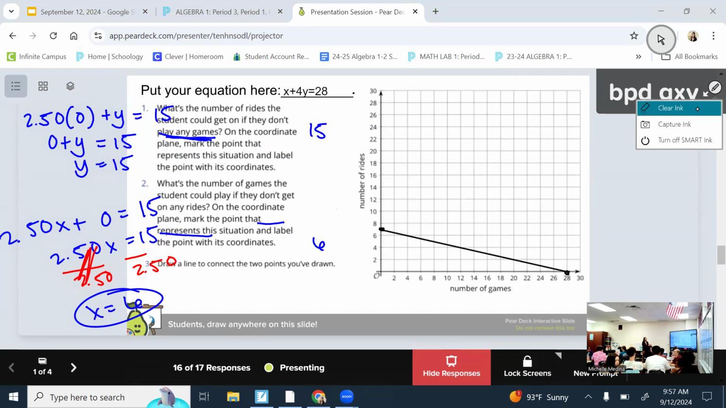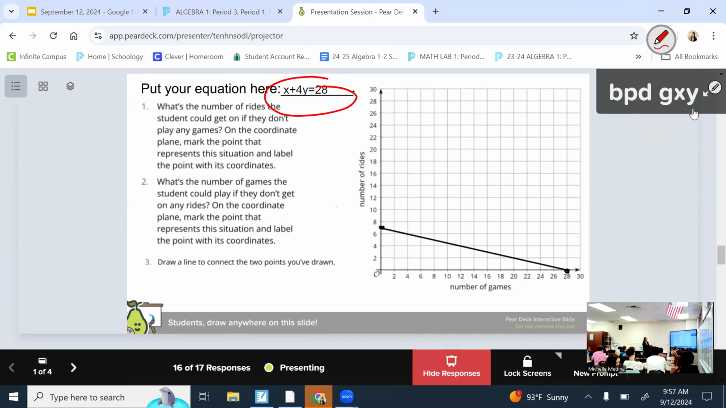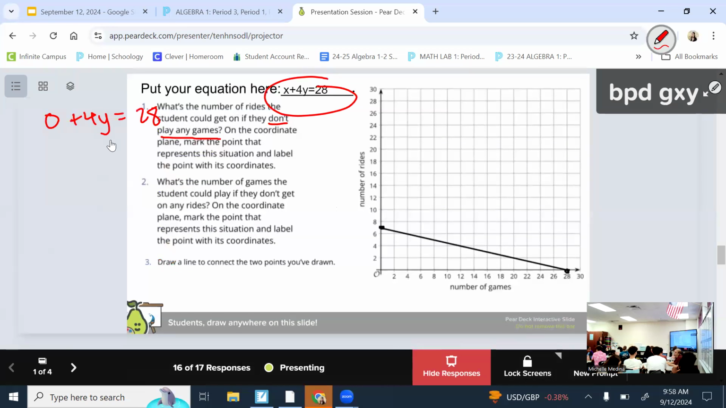So this is the last equation you could have had. And if they don't play any games, what needs to be 0? The x. Since we know that they're not playing any games, I'm going to plug in a 0 for the x, and then I'm going to solve for y.